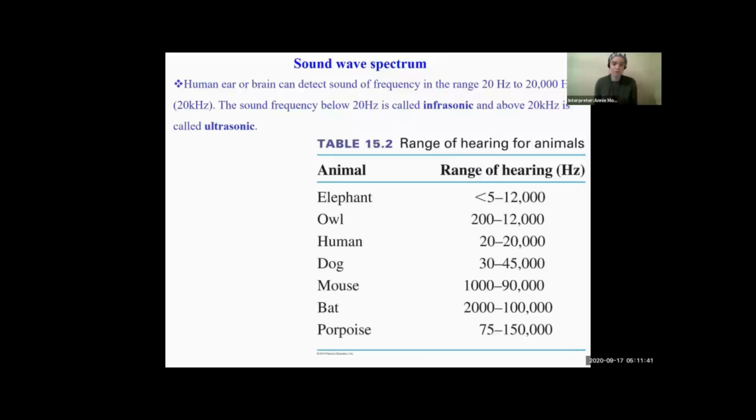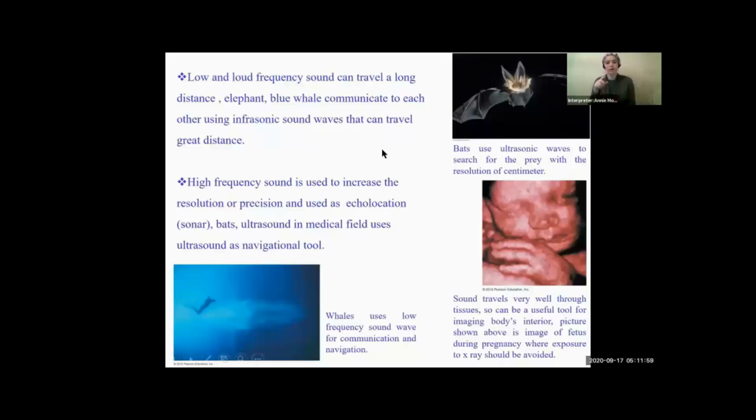That sound is called infrasonic. So infrasonic is below 20 hertz, and above 20 kilohertz is called ultrasonic, which means a wave higher than 20 kilohertz. And they have different applications. The ultrasonic wave, a very high frequency sound wave, can be used to image tissues and interior body organs, because they have very good resolution, and resolution increases with frequency.